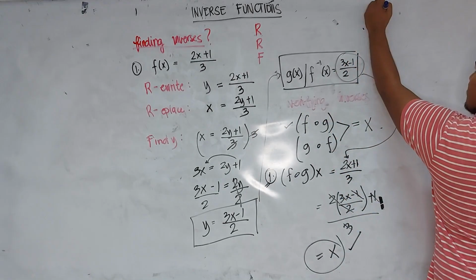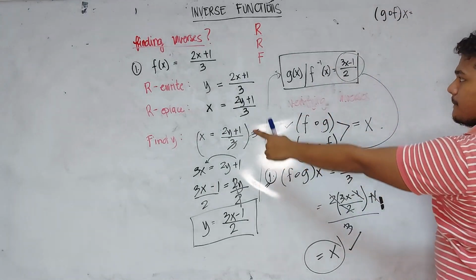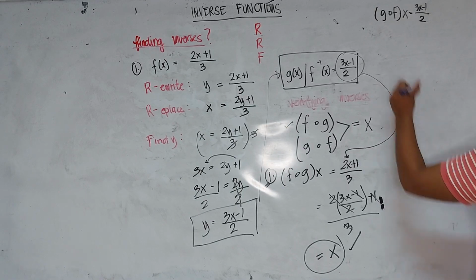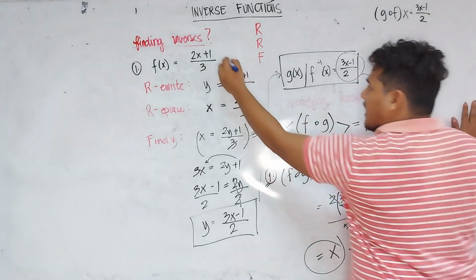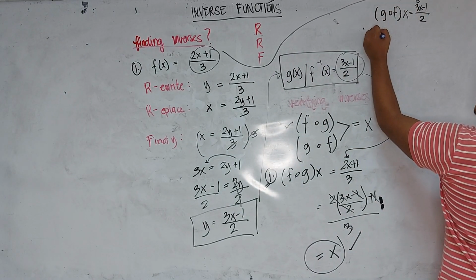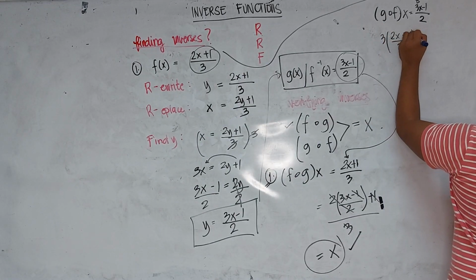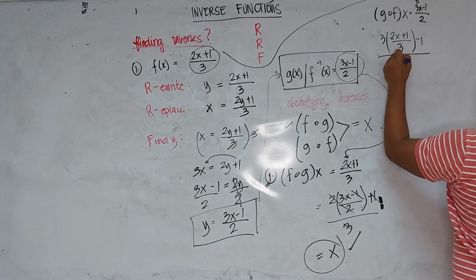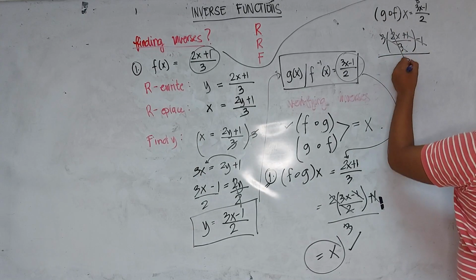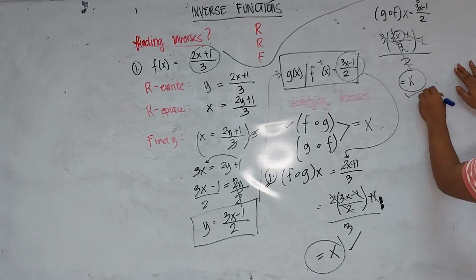Second verification. G composed of f of x. What is g? (3x minus 1) over 2. Let's try to compose. What is the value of f? We substitute it. This becomes 3 times (2x plus 1) over 3, minus 1, all over 2. Cancel 3. 1 minus 1, 0. 2 over 2, 1. Believe? x. Therefore, your answer is correct.